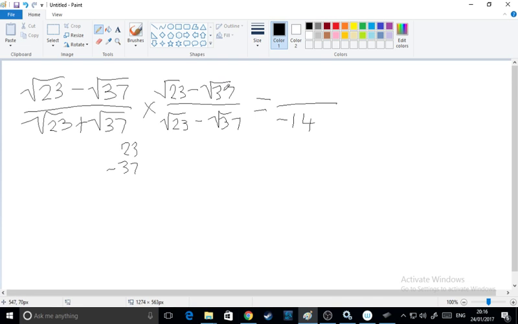Now let's do the top. We have minus root 37 times minus root 37. That's going to give you 37. Then you've got root 23 times root 23, you're going to get 23. In this case, the terms of root 23 and root 37 do not cancel out because these are the same signs, so we have to factor them in. So minus root 37 times root 23, we're going to get minus root of 37 times 23, and we're going to get two lots of that.